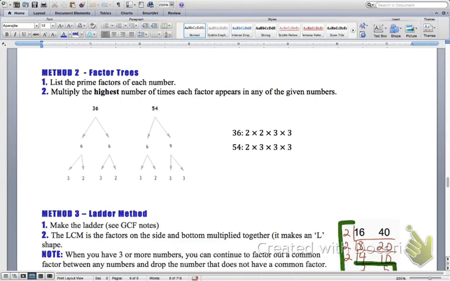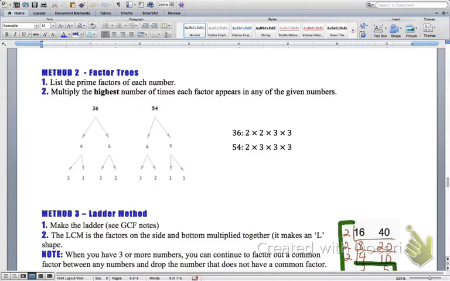All right, our second method would be using factor trees, just like we use with the GCF. I would say doing the LCM with factor trees tends to be a little bit more difficult for most students, because then they end up confusing it with how to do the GCF with the factor trees. So I'm going to go over this example. We first start off with our numbers 36 and 54. And from there, we want to list out the prime factorization, so pretty much make the factor trees.